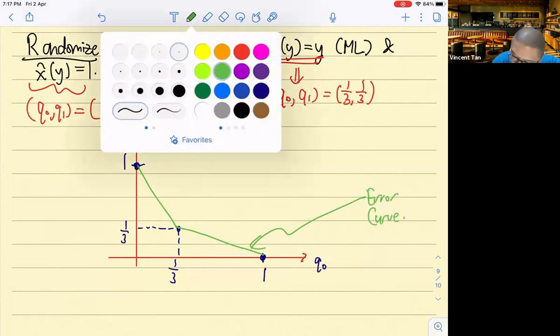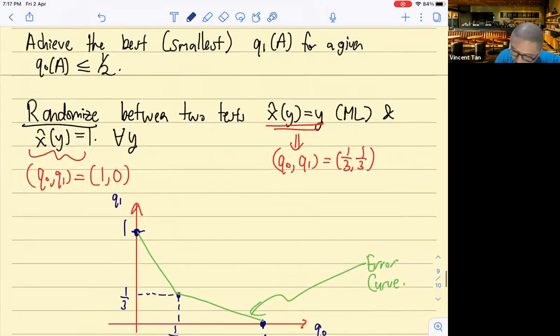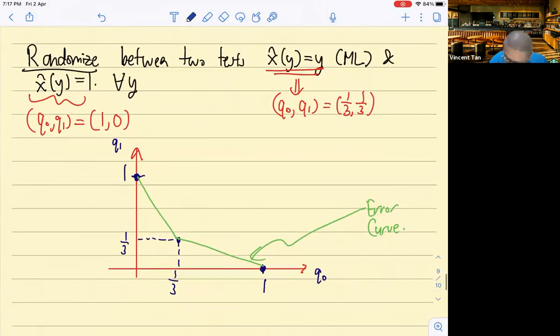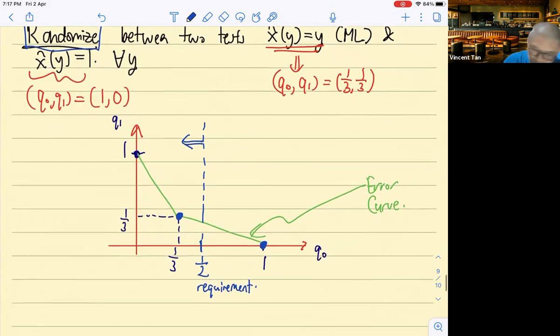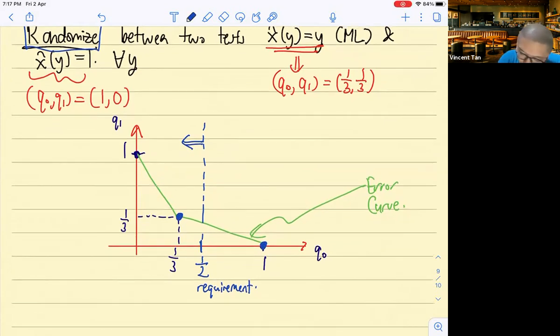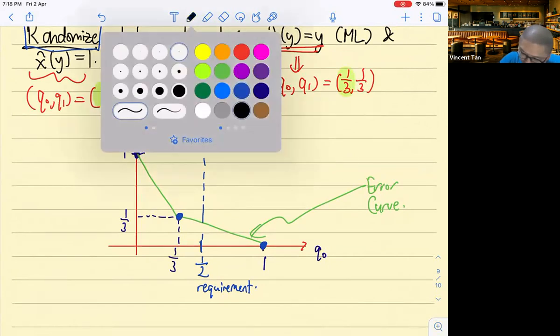Okay, and now our requirement is the following. Q0 is less than or equal to half. So I am required to look at this side here. I am only allowed to operate on this side. Okay, so that is the requirement. So the idea here is to randomize between this point here and this point here. But how to randomize? One of the Q0s is equal to 1. Another Q0 is 1/3. 1/2 is in between. So the idea is as follows.